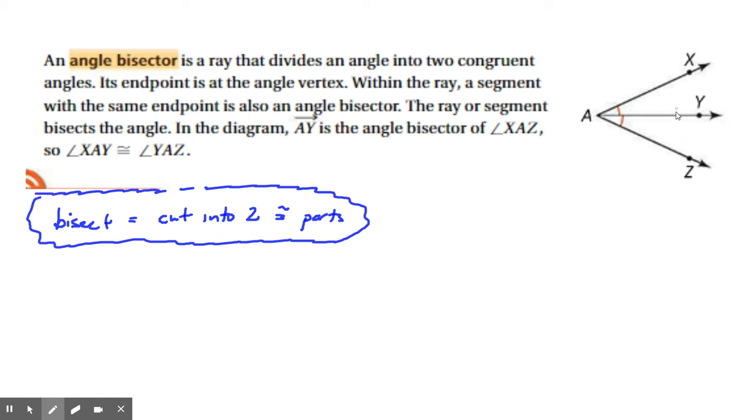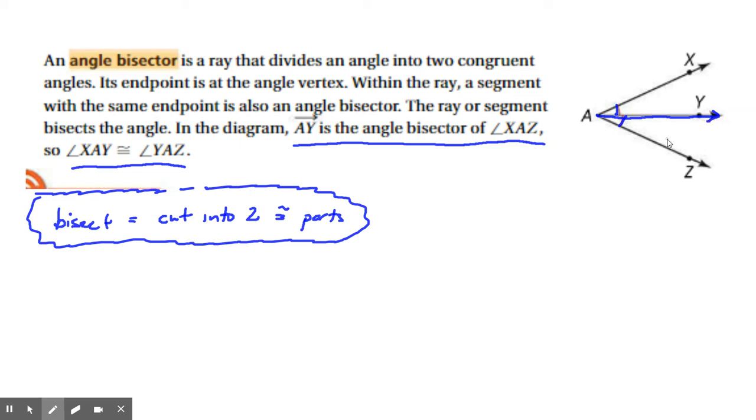Okay, so in this picture here, angle XAZ is the big angle. Ray AY is your angle bisector. So notice here, congruent, congruent. These two angles are congruent. So it says, if ray AY is the angle bisector of angle XAZ, then angle XAY is congruent to angle YAZ.